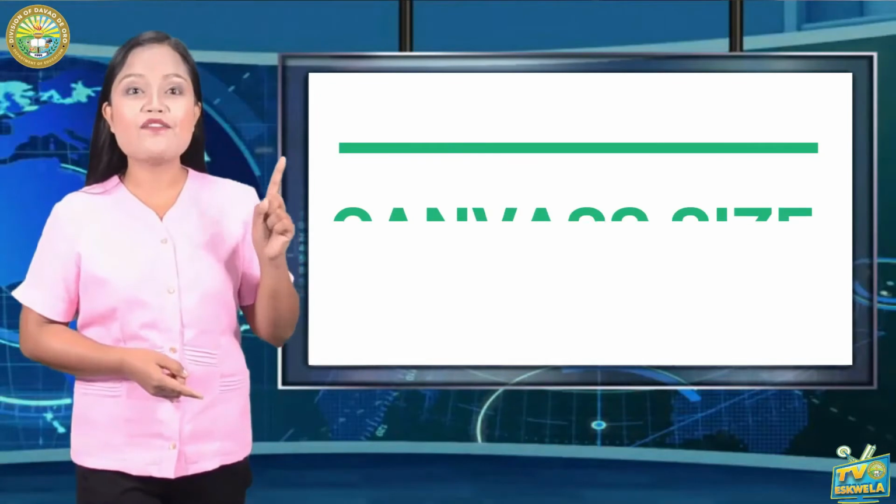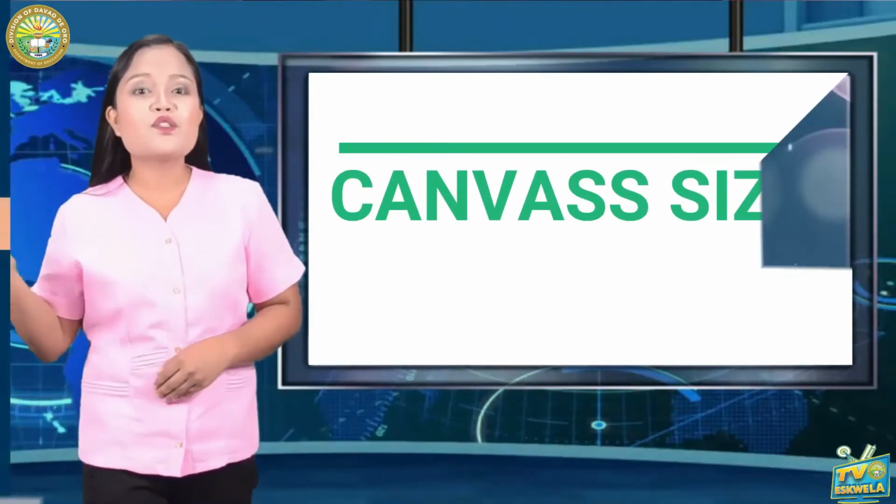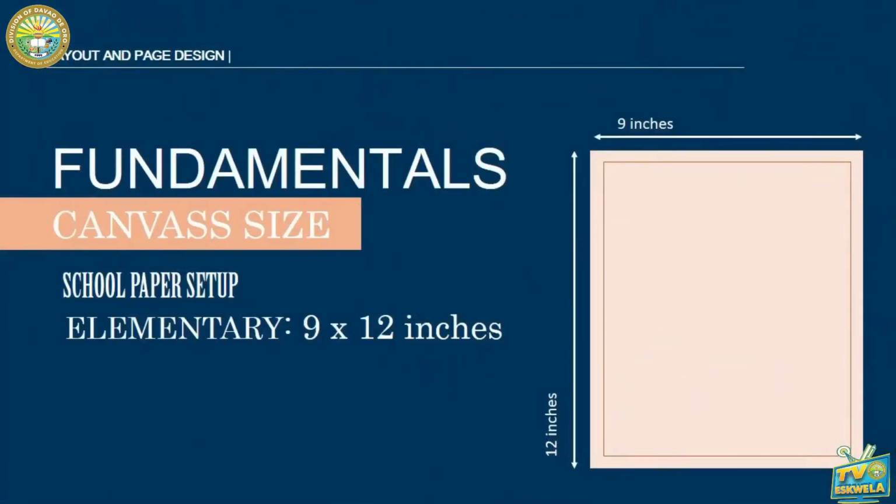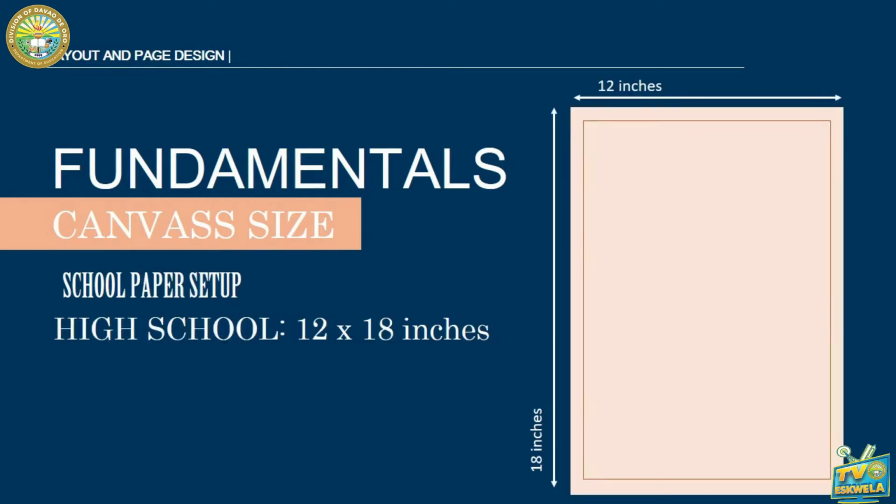First, we have the canvas size. The school paper setup for elementary is 9 by 12 inches, while in the secondary is 12 by 18 inches.